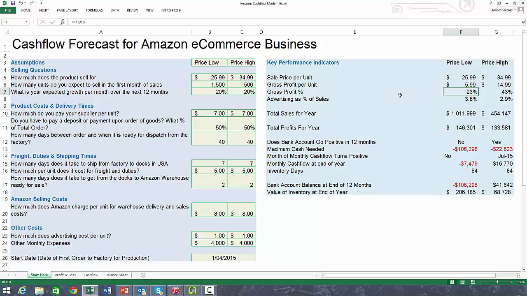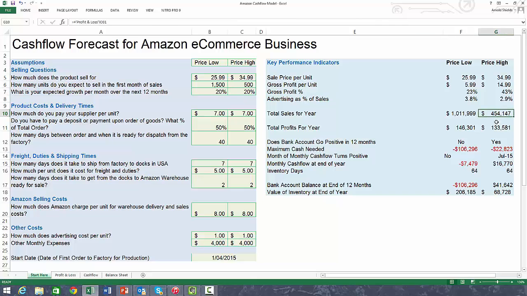So let's assume that rather than doing that test at $25.99, we did a test at $34.99. So it's basically a 35% increase in the sale price, but it's still within the range of products. But we're not going to sell 1,500 units a month. We're going to sell 500 units a month, which is a third of the volume. So we're going to concentrate on really just getting profits rather than sales. And all the other assumptions are the same.